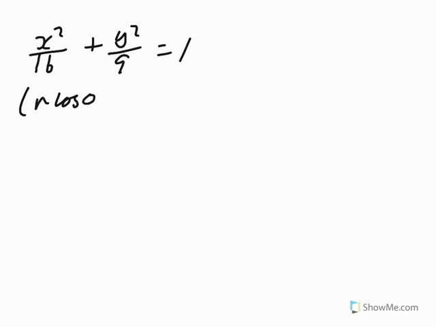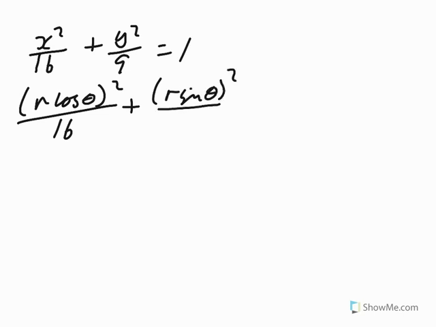I'll just have a look at one more. So x squared on 16 plus y squared on 9 equals 1. Hyperbola, for example. So same deal. We've got (r cos theta) squared on 16 plus (r sin theta) squared on 9 equals 1.